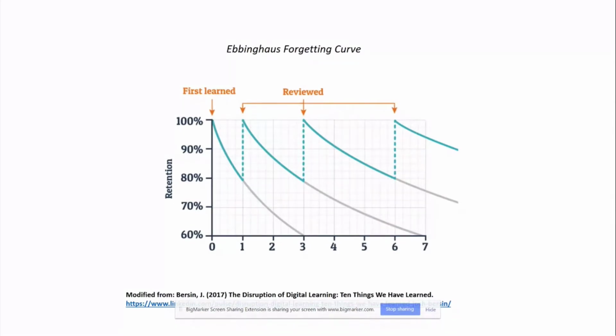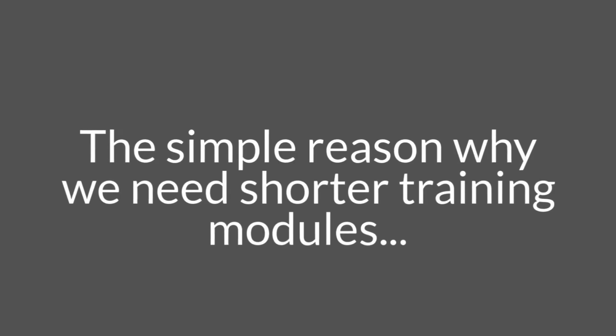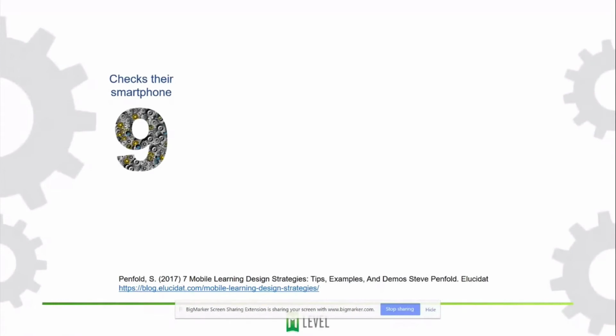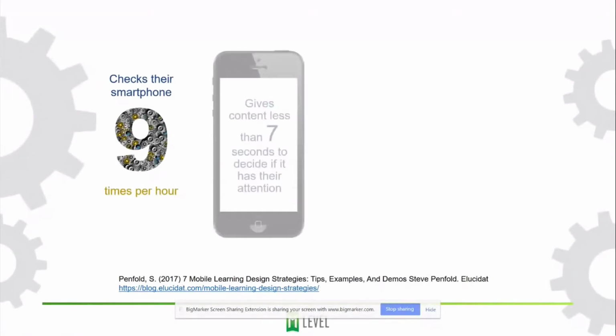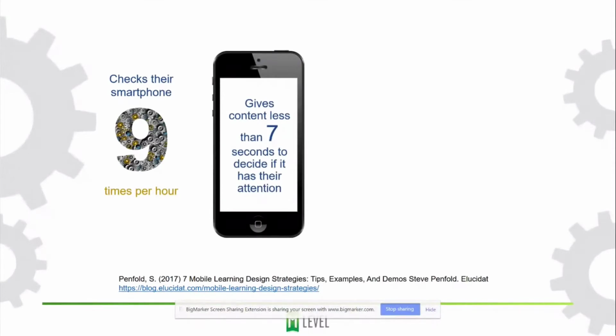So what has happened with cell phones, mobile devices, and ubiquitous Wi-Fi is that we now have the ability. It didn't make sense 10 years ago to fly everybody in for 5 minutes of instruction, fly them all home, and fly them in the next week. But now that we have apps, phones, and Wi-Fi, we can take a very quick look at information, remind ourselves of what we need to know, and go on from there. The average person checks their smartphone about 9 times an hour, and they give content less than 7 seconds to decide whether or not it should get their attention. So if you're not engaging them in 7 seconds, you're probably losing them.